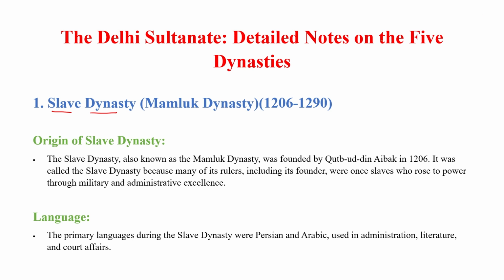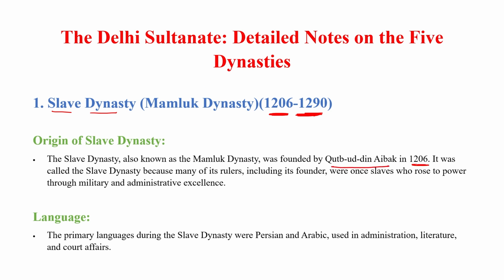So after the death of Muhammad Ghori in 1206 AD till 1290 AD, the slave dynasty ruled over Delhi Sultanate. Clear? So we have to discuss the complete scenario of slave dynasty. First we have to understand the origin of slave dynasty. The slave dynasty, also known as the Mamluk dynasty, was founded by Qutbuddin Aibak.